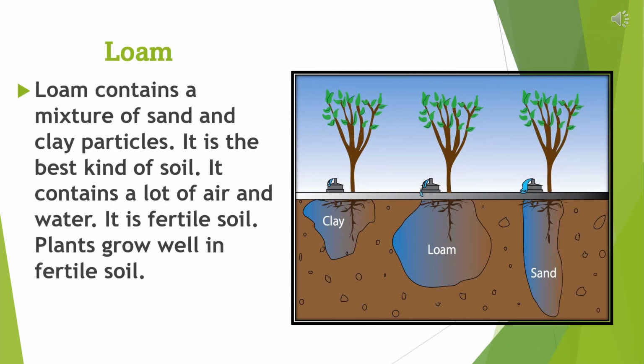Loam is a mixture of sand and clay particles. It is the best kind of soil. It contains a lot of humus and a lot of air and water. And it is fertile soil. Plants grow well in fertile soil.